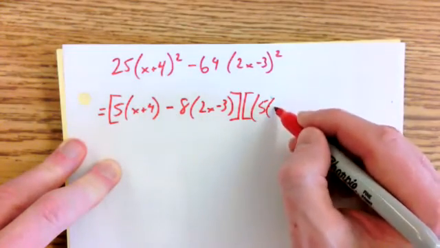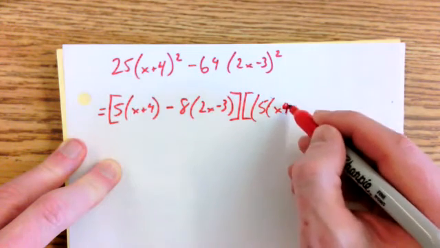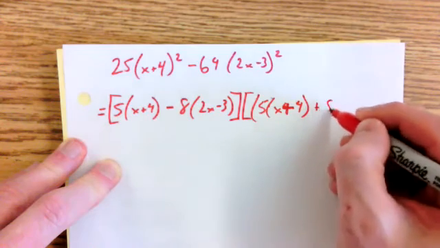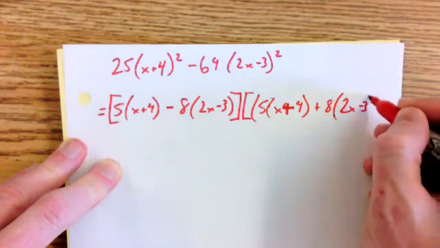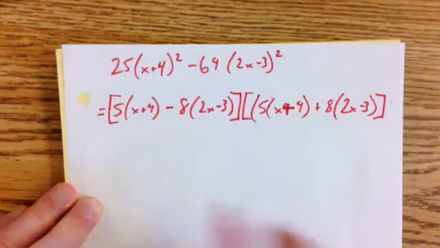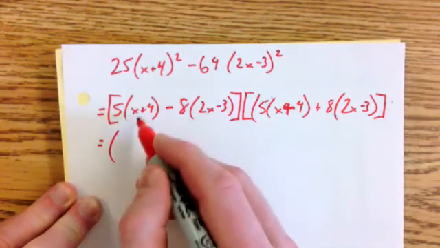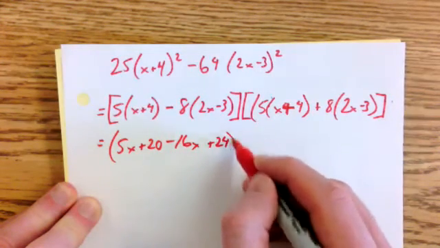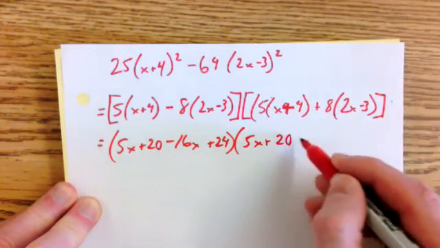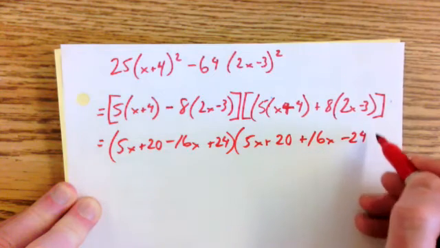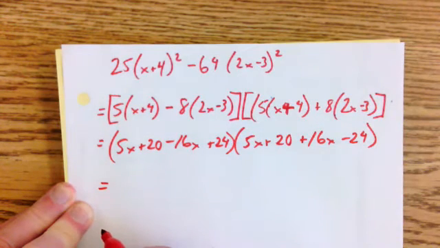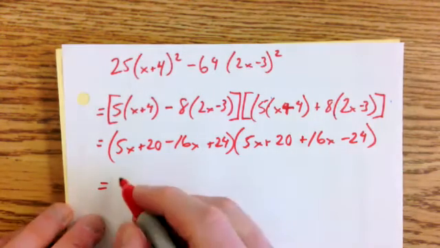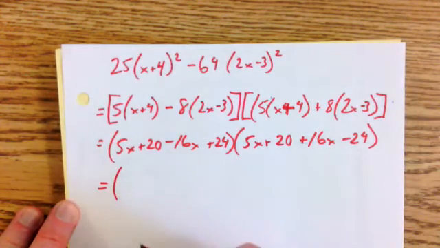5 times x plus 4 plus 8 times 2x minus 3. And then you simplify, resolve the brackets and all that good stuff. So it's 5 times x, 5x plus 20 minus 16x plus 24, and then 5x plus 20 plus 16x minus 24. Sorry, am I going too fast? And then you collect like terms.